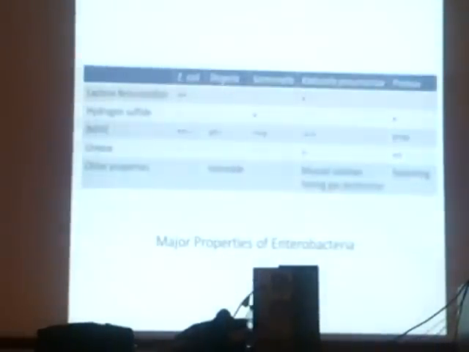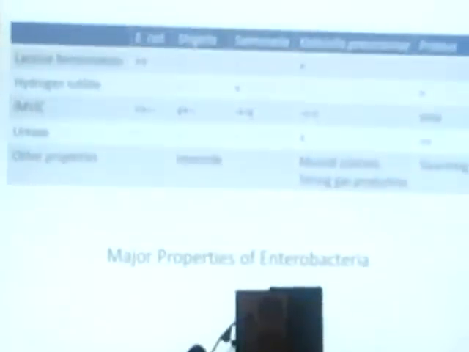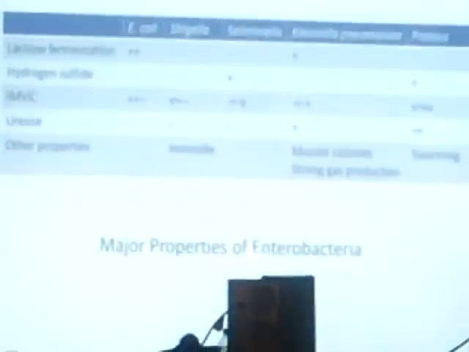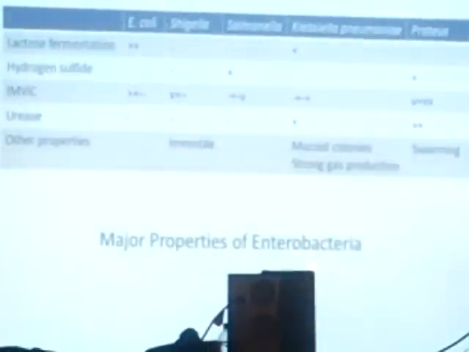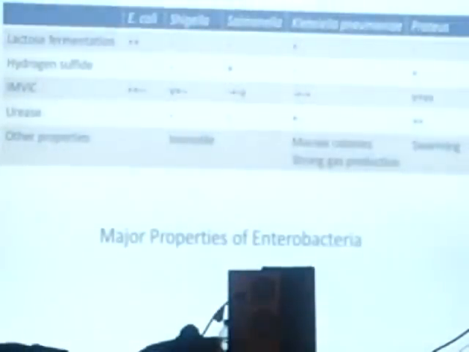Now, major properties of Enterobacteria. Enterobacteria here means members of the family Enterobacteriaceae. Enterobacteriaceae are a family of oxidase-negative, gram-negative bacilli, right, which are glucose fermenters, and they have certain other characteristics. There are many different genera, and these bacteria affect different parts of the body.